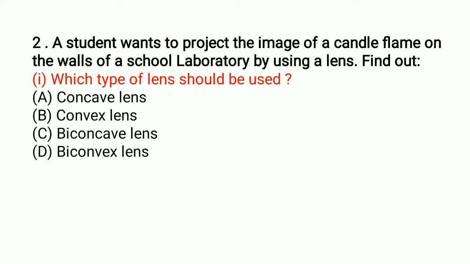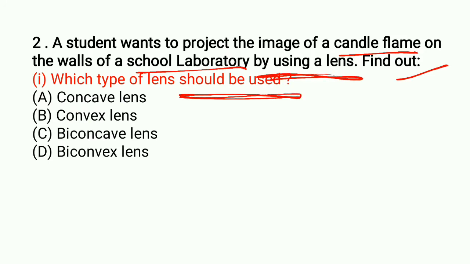Next question. A student wants to project the image of a candle flame on the wall of a school laboratory by using a lens. Find out which type of lens should be used. In order to get the image of a candle flame, the convex lens has to be used, because the convex lens is a converging lens, so it will always produce a real and inverted image.